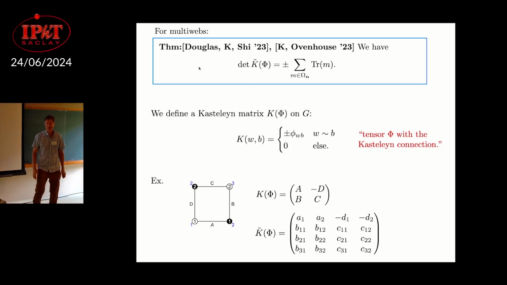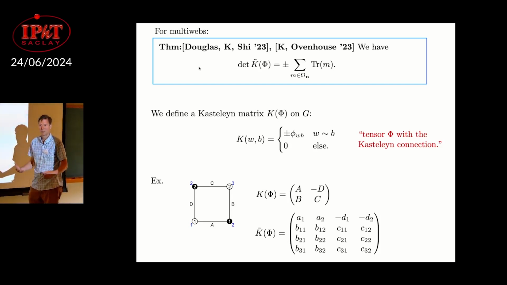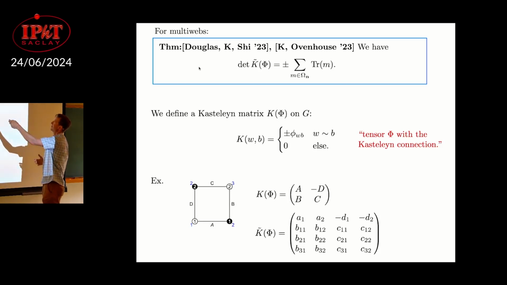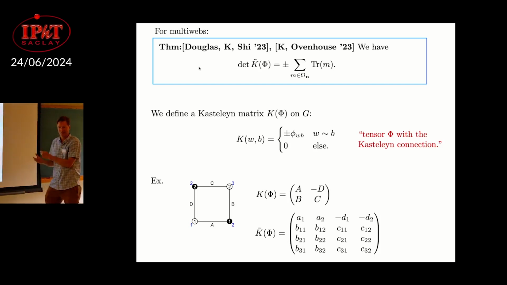Question? Sure. Don't you have a way to reabsorb the sign of a Kasteleyn connection into phi itself? Yes, you can if you want. But you don't, because then you'll get something else on the right-hand side. The trace is something we didn't come up with. It's some sort of Reshetikhin-Turaev invariant for this model, and so if you try to absorb the signs into the matrices themselves, then the right-hand side will be a little bit different.